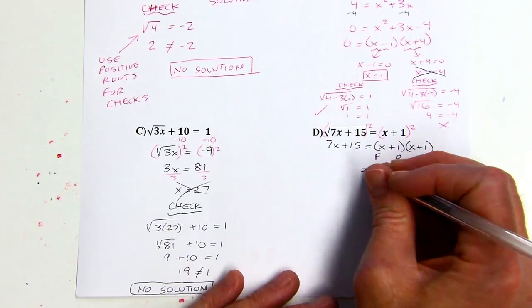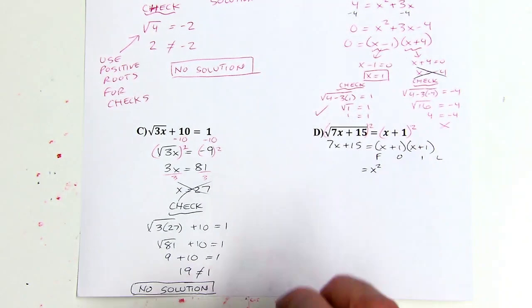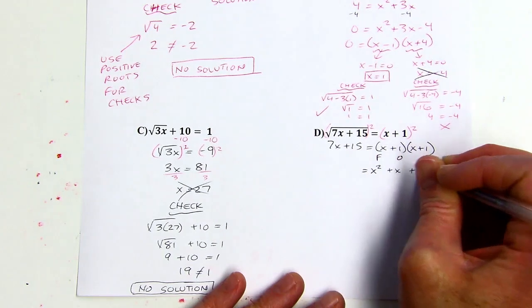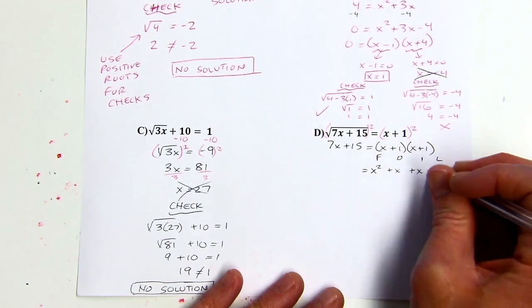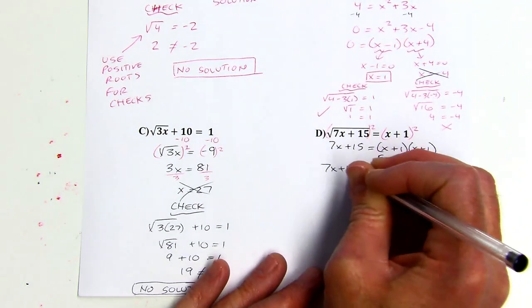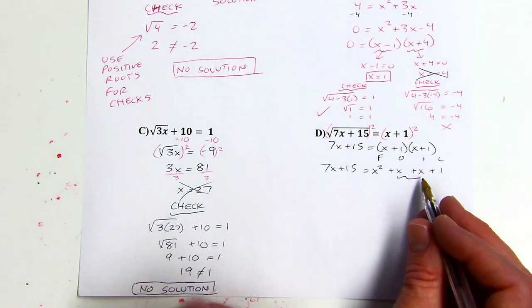Okay? So first, x times x is x squared. Outer is 1x. Inner is also 1x. And last, 1 times 1 would be 1. Okay? And on the left I still have 7x plus 15. All right, I can combine x plus x. 1x plus 1x is 2x.